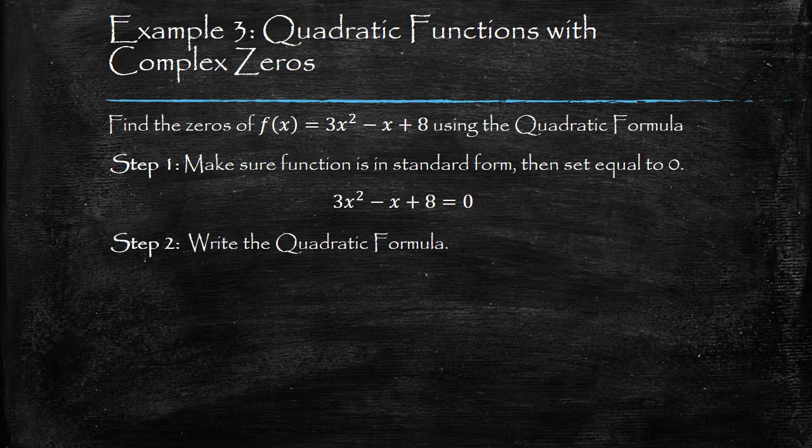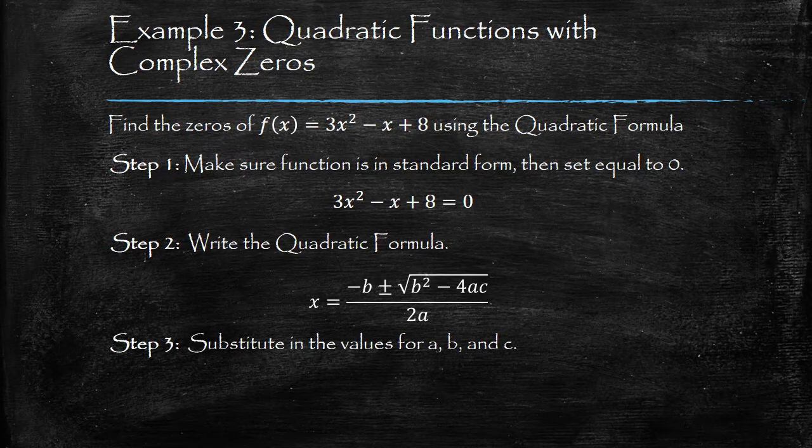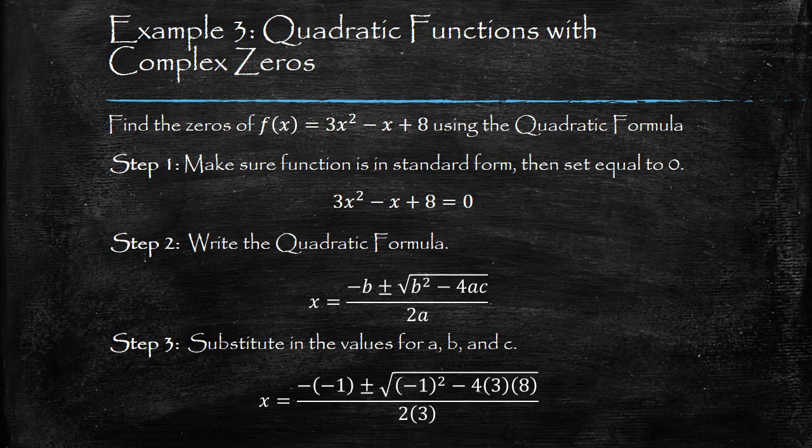Write the quadratic formula: the opposite of b, plus or minus the square root of b squared minus 4ac, all over 2a. Plug in the values for a, b, and c. A is 3, b is -1, c is 8. Okay? Then we need to simplify.